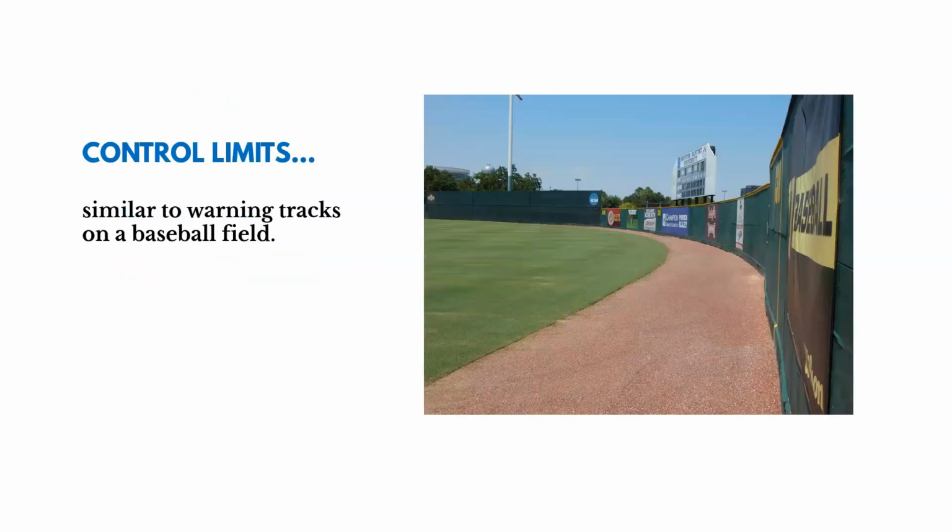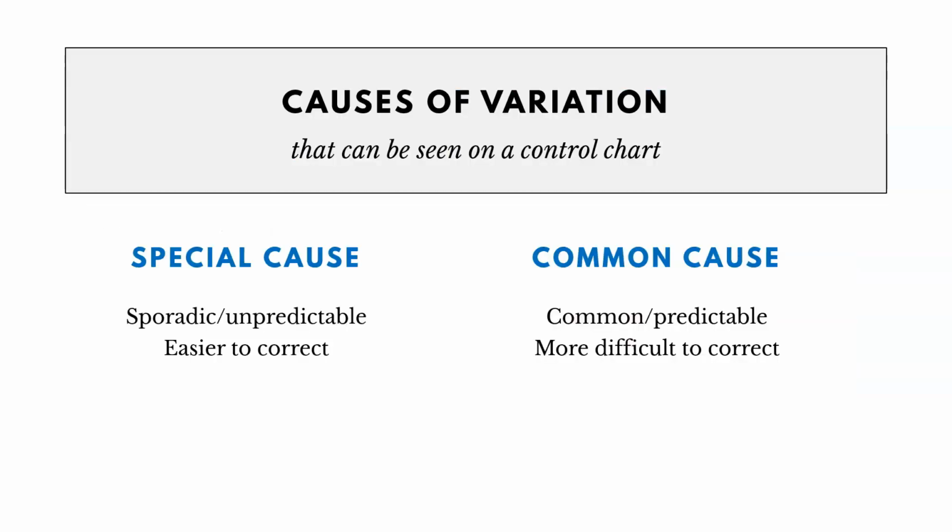Now you can think of control limits as being similar to warning tracks in a baseball field. Now this dirt track in the back of the baseball field is used by the outfielders, so if they're looking to catch a fly ball, they don't get distracted and run into the wall. They'll see the dirt path and know that they ought to stop or slow down, redirect their course to make sure they don't hurt themselves.